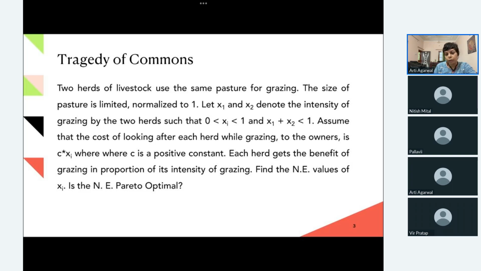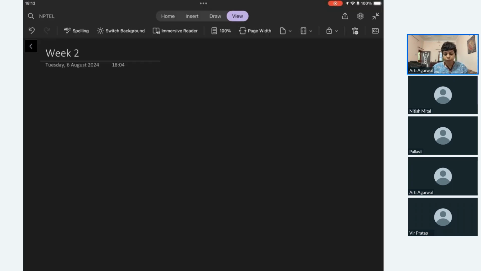Now, apart from the cost, there is a benefit which each herd is getting, and that benefit is in proportion to its intensity of grazing, meaning intensity of grazing multiplied by whatever land is available for grazing, right? So at any instant, you can think of it like that. At any instant, the amount of land available for grazing would be 1 minus x1 minus x2. So let's write this down. Let's formulate it as a game.